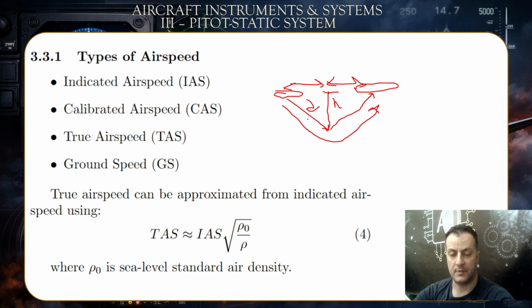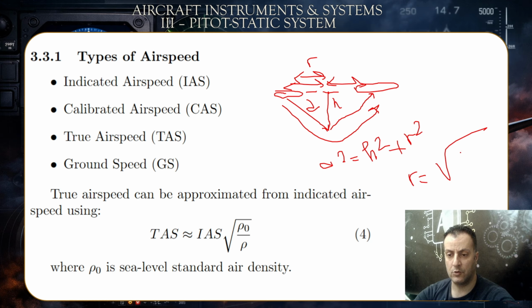So you have this distance over here, let's say. We know that d square is equal to h square plus, let's say the travel distance is r, plus r square. And this is how you can get r. R would be the square root of a square plus h square.